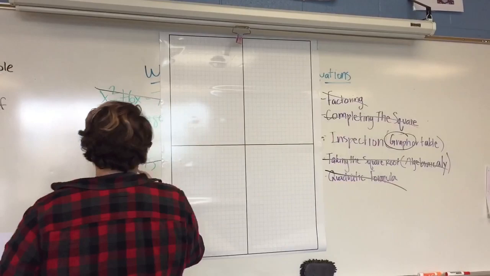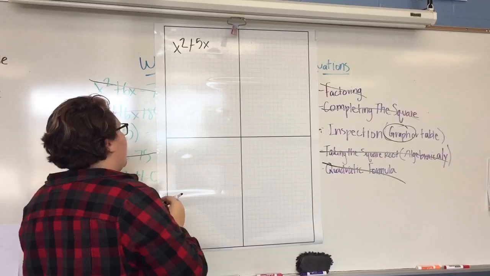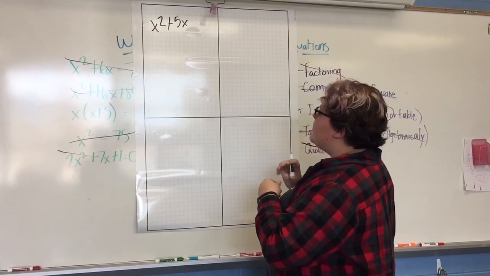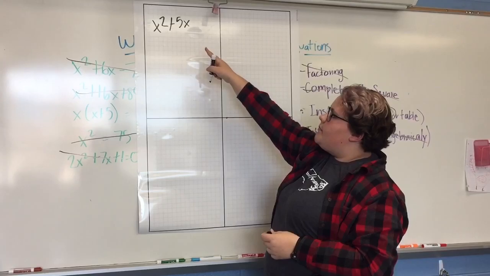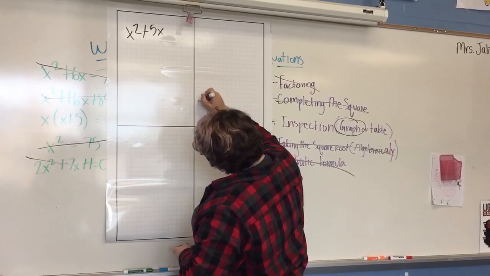Now that's going to be x squared plus 5x. So we know that when we graph it, it's the parent function x squared plus 5x. So let's put in 1 for x. So we know our first point is going to be on the 1 right here. 1 squared is 1, plus 5 times 1 is 5, so then we add them together and get 6. So our first value is 6.